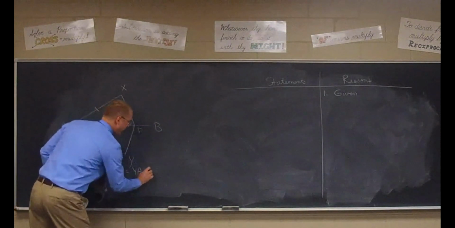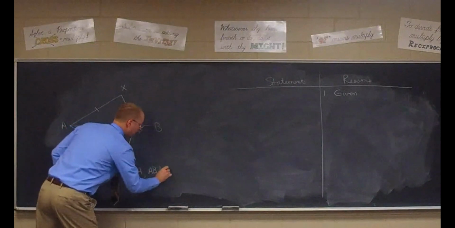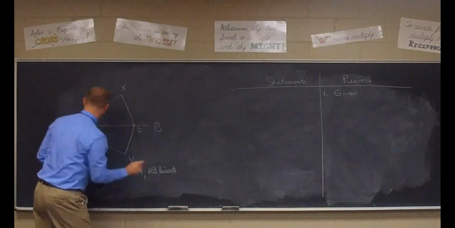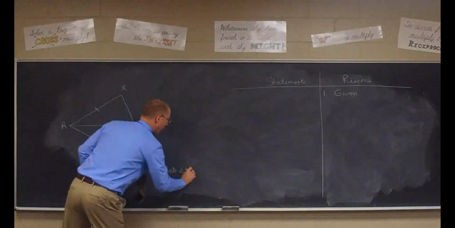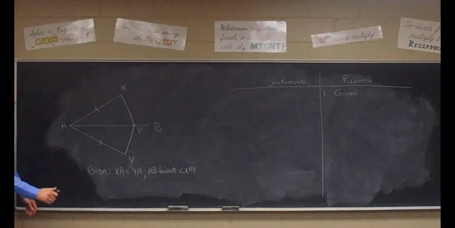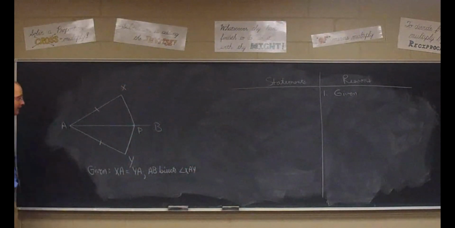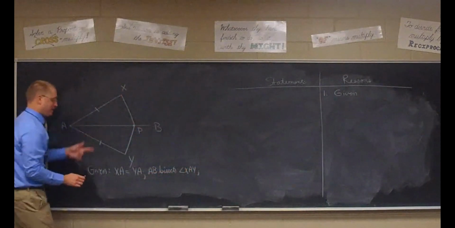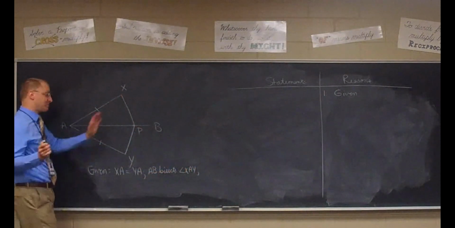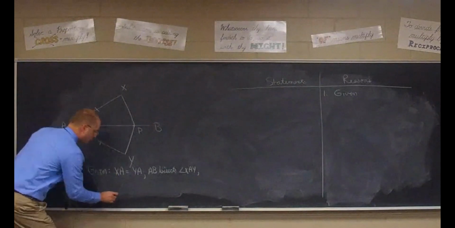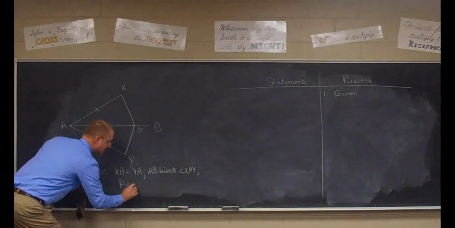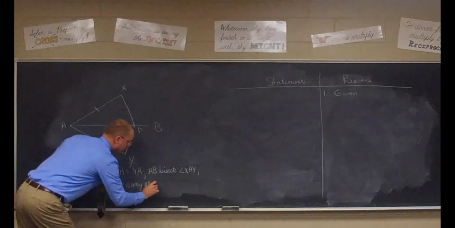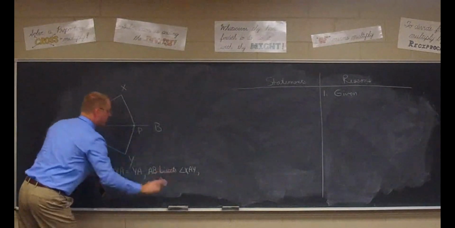We also drew AB, which bisects angle XAY. And then we picked a point on AB. Well, we picked any random point. It's not a special point, it's just any random point, so who cares? So P is any point in AB.